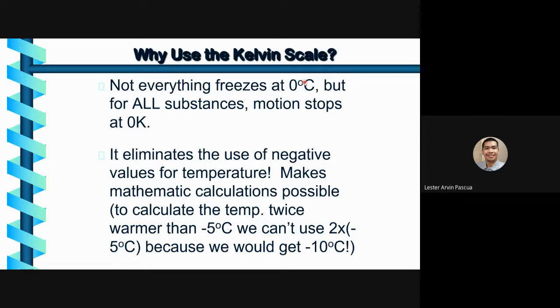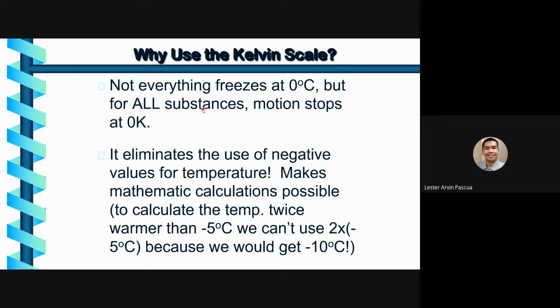So kaya mas unbiased yung Kelvin scale, kasi yung Kelvin scale, it is from calculations ng thermodynamics. So hindi lahat nagpe-freeze sa 0 degrees. Hindi lahat ng elements or hindi lahat ng compounds nagpe-freeze doon. Kaya nga lang siya naging 0 degrees Celsius, sinet kasi doon yung freezing point ng water.